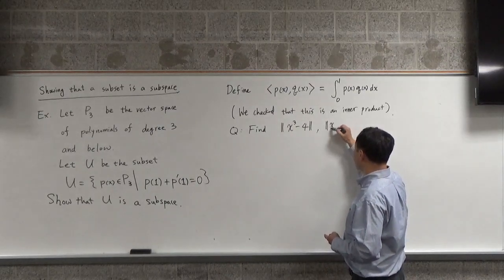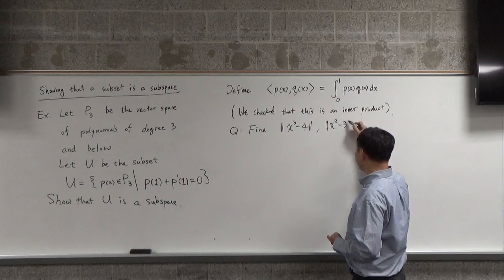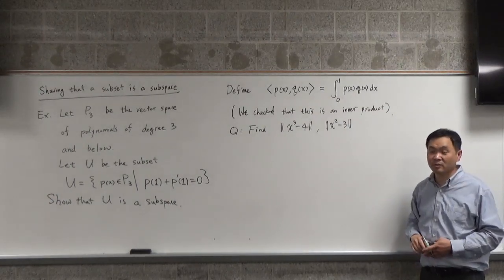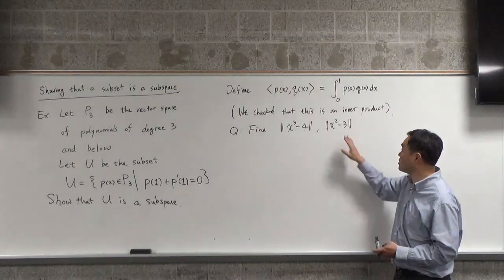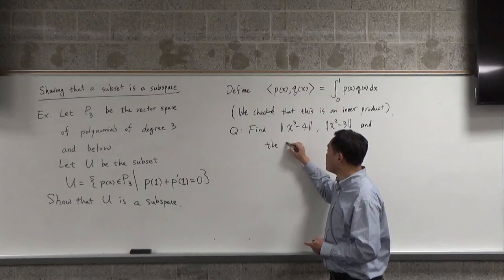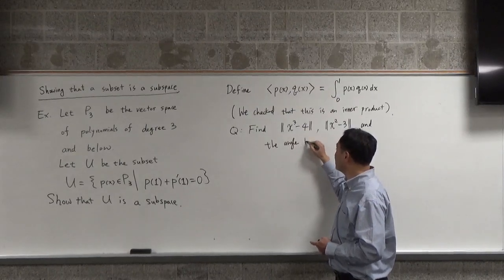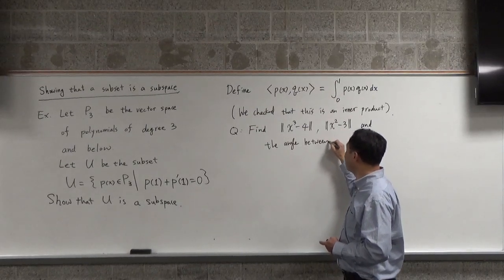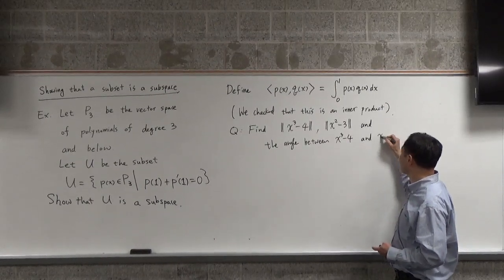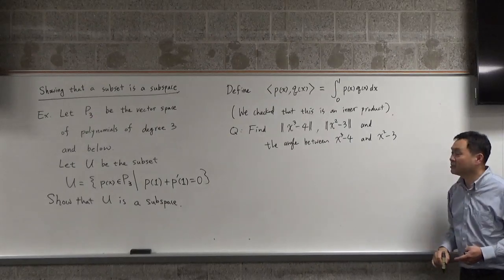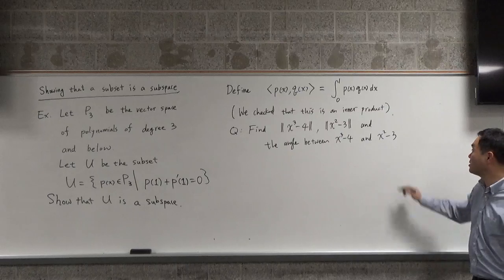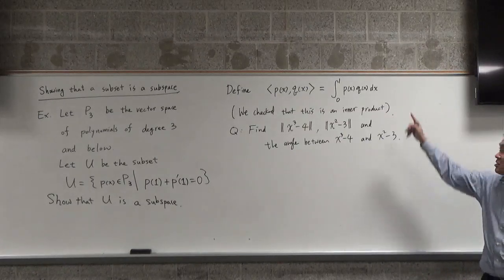Find x squared minus 3. There was another basis member, right? I want to know the size of this, and the angle between x cubed minus 4 and x squared minus 3. Since these are two vectors, they must have some angle between them, using this inner product.